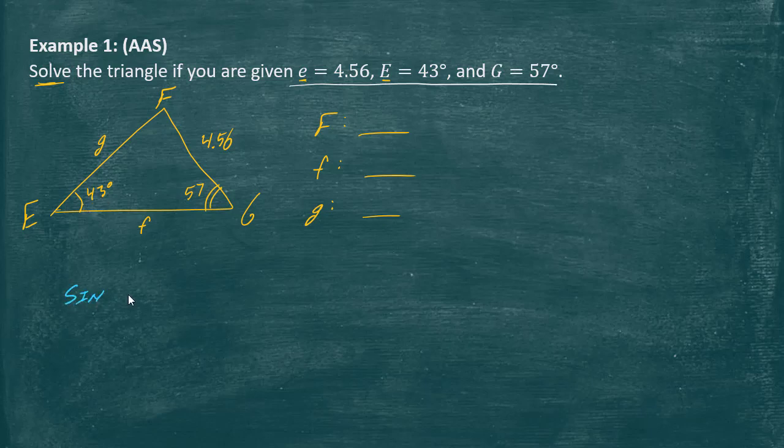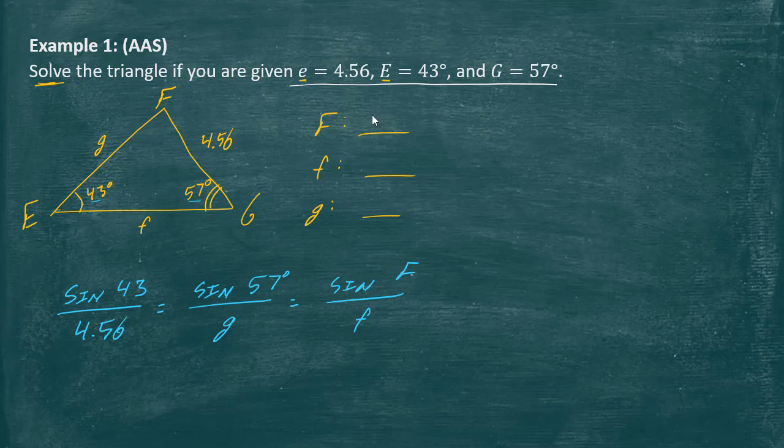Sine of E, which would be sine of 43 degrees over the side E, 4.56, is going to be equal to the sine of G, which we know that angle is 57 degrees, over side G, and then also should be equal to sine of F over side F. Now ultimately right now I have 2 out of the 3 angles, so I should be able to, forgot to put a little degree marking on that, but anyway, go ahead and find that third angle.